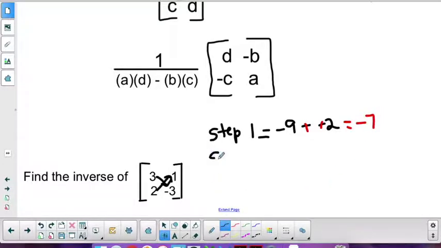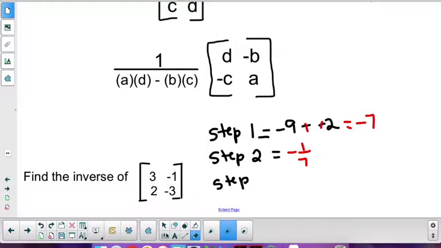Okay. Step 2. I need the reciprocal of that inverse. So the reciprocal of -7 is -1 over 7. Okay. Step 3 is that we have to take our original matrix. I'm going to go ahead and erase these lines. And we have to swap and change.